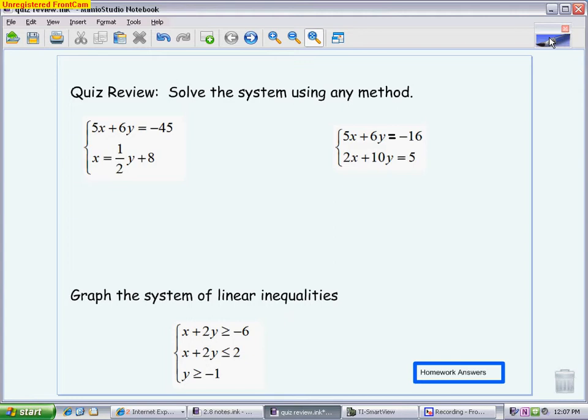As you're watching this, you can have this video paused if you want to get a chance to work on the problem. And then when it looks like everybody's ready, you can play the video and then see that you got the problems correct. I will go through 3 problems because there are 3 types of problems on the quiz.